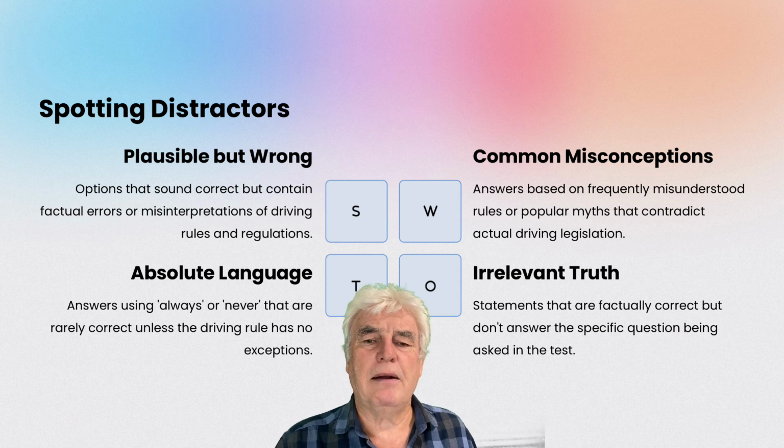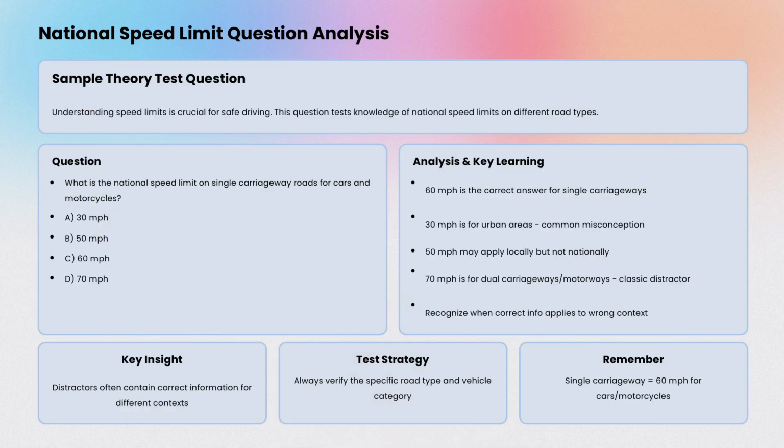Let's examine how to spot distractors in a sample question here. This is a sample question. What is the national speed limit on a single carriageway? Single carriageway roads for cars and motorcycles. So A, is it 30 miles per hour? Is it B, 50 miles per hour? C, 60 miles per hour? Or D, 70 miles per hour?